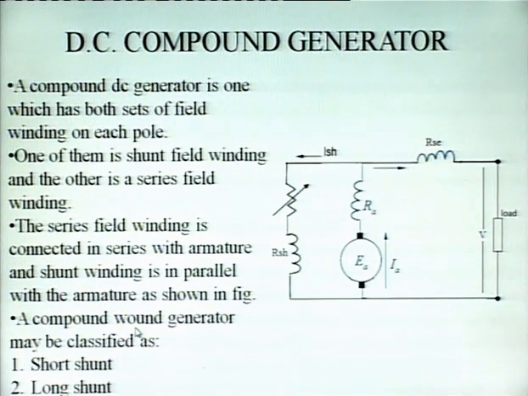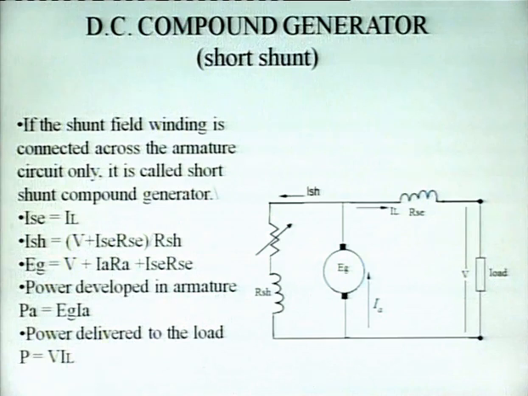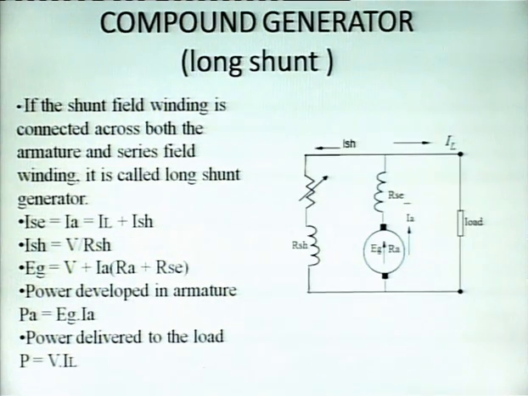Next is the DC compound generator. DC compound generators are of two types, short shunt and long shunt. This is a DC compound generator short shunt, and this is a long shunt.